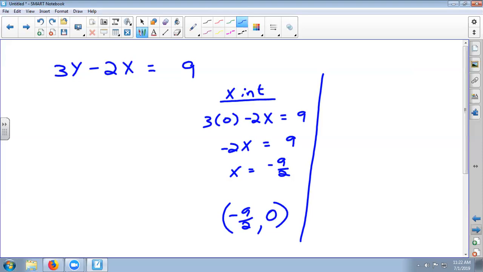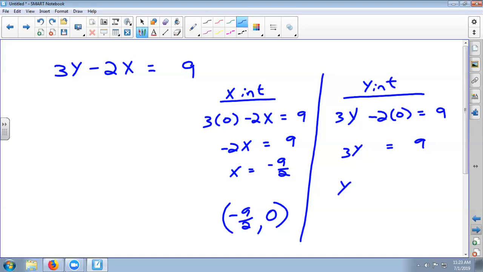How about the y intercept? Find that. So we're going to set x equal to 0. Divide by 3. Oh, that's a nice one. 0, 3. Okay, great. So we end up with 2 intercepts: an x-intercept and a y-intercept.